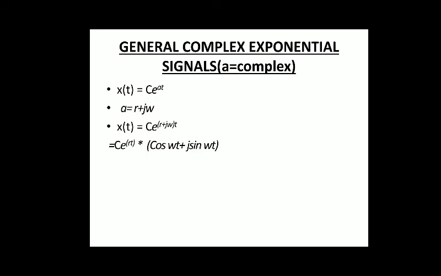c into e to the power rt times (cos omega t plus j sin omega t). Why are we separating rt? Because r is a value like 2 or 3, and when we take that value out of the equation, what we have left is e to the power j omega t, and e to the power j omega t can be represented as cos omega t plus j sin omega t.